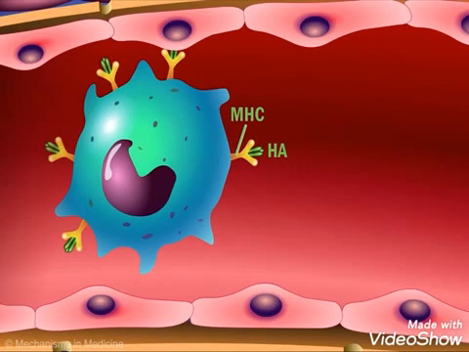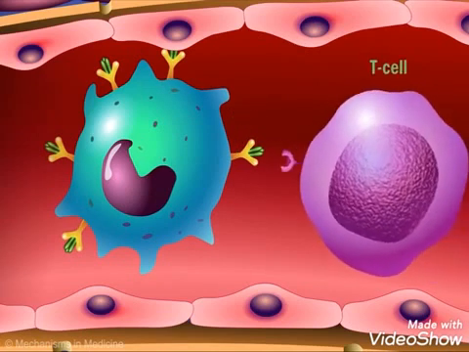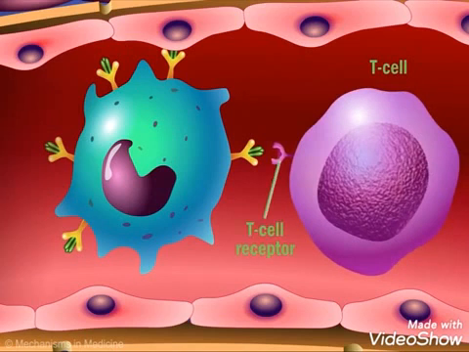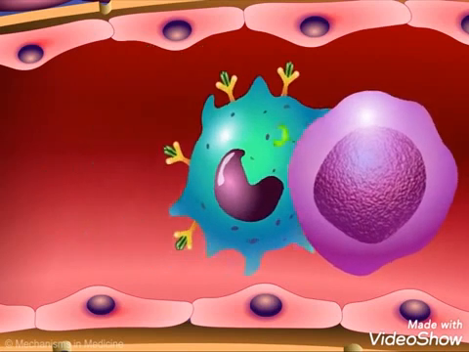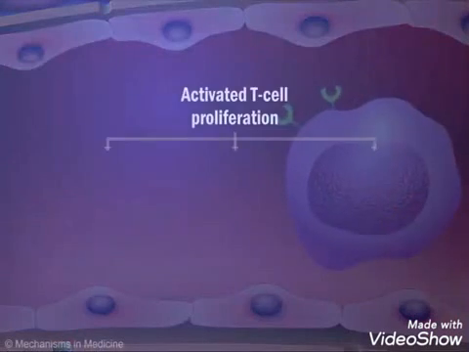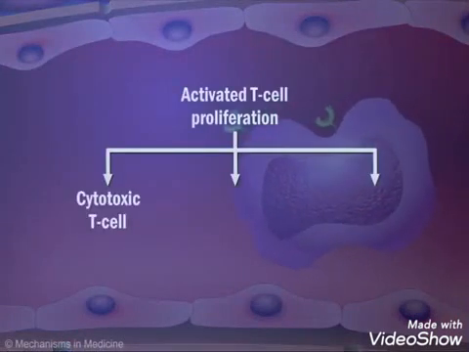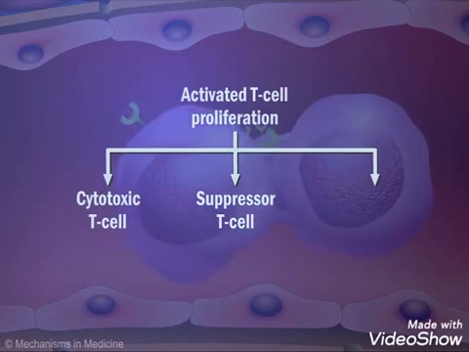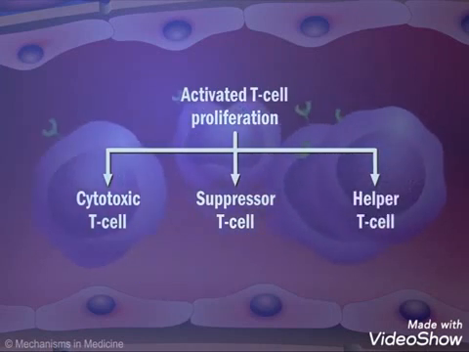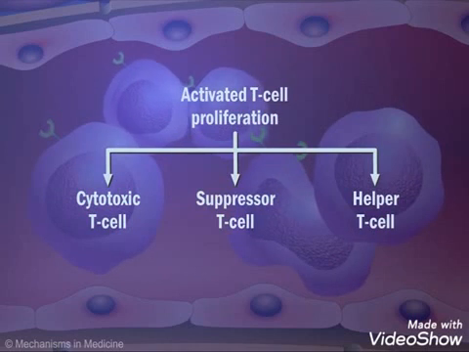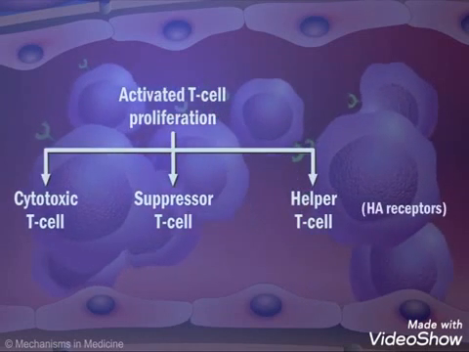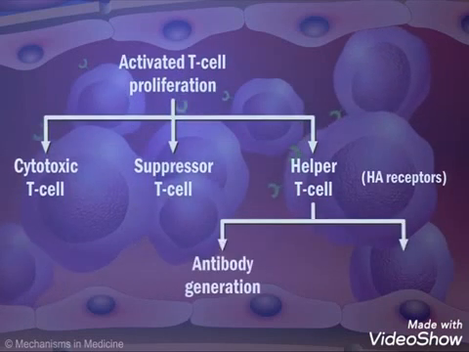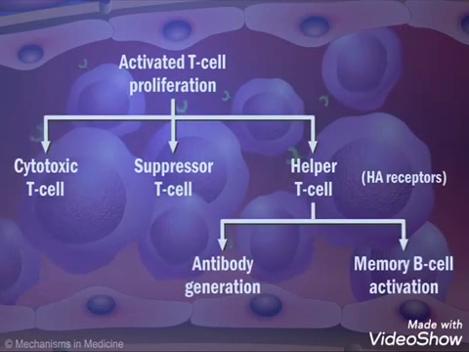T cells are now able to recognize and bind foreign antigens that are associated with the MHC. Upon binding to the MHC receptor, T cells become activated and proliferate into either cytotoxic T cells, regulatory suppressor T cells, or helper T cells. Activated helper T cells express hemagglutinin receptors specific to the vaccine strain on their surface and play a major role in antibody generation and memory B cell activation.